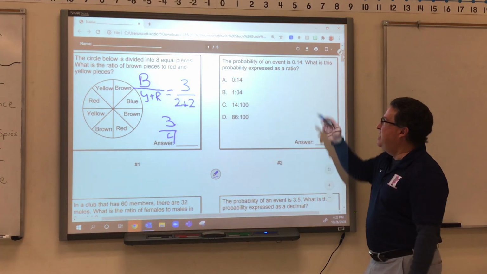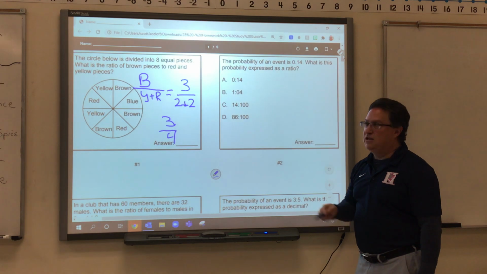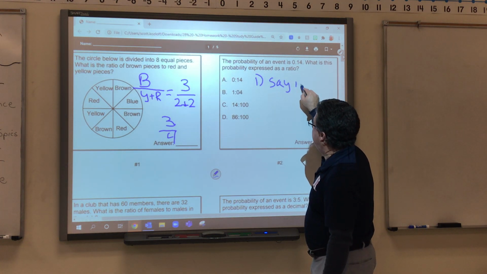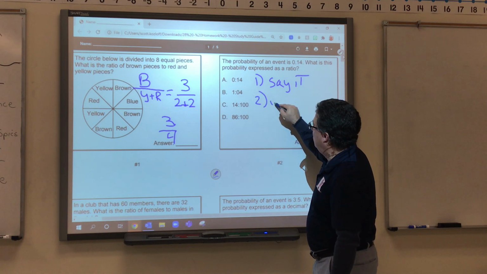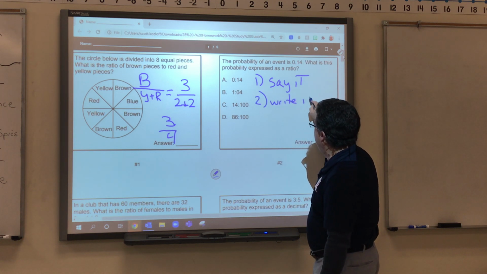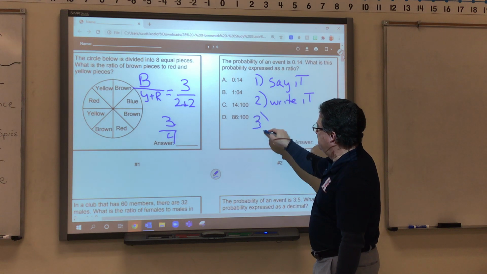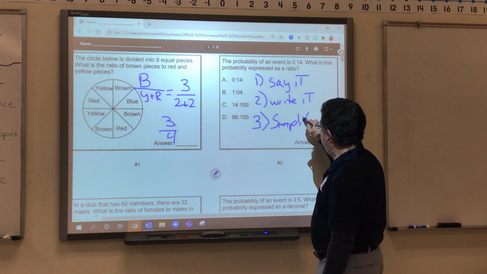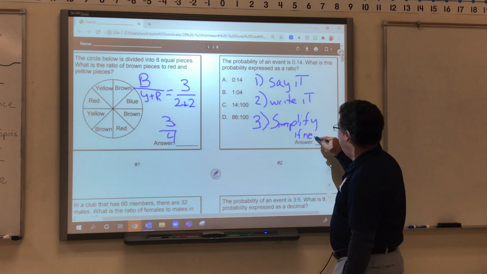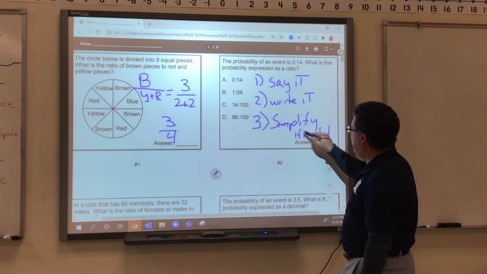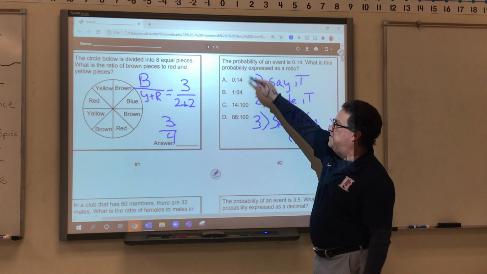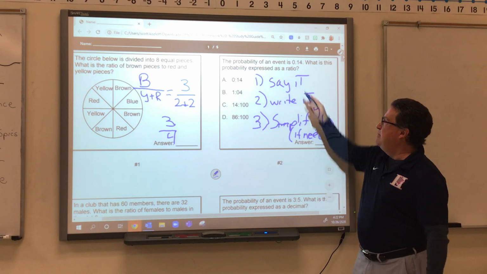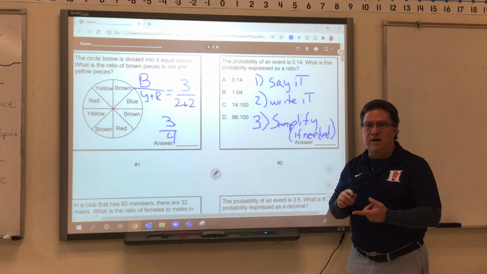Number 2, the probability of an event. Remember, when we are changing decimals to fractions, there are 3 steps. Say it, write it, and then if needed, simplify. And I'm going to write if needed, because if these answers aren't simplified, then you don't need to worry about it. So the first thing I'm going to do is say it.